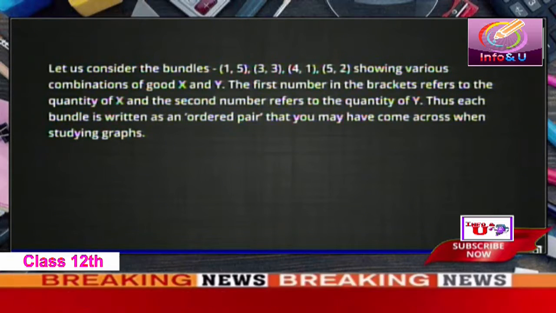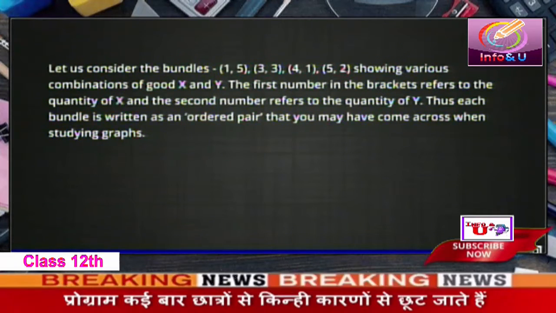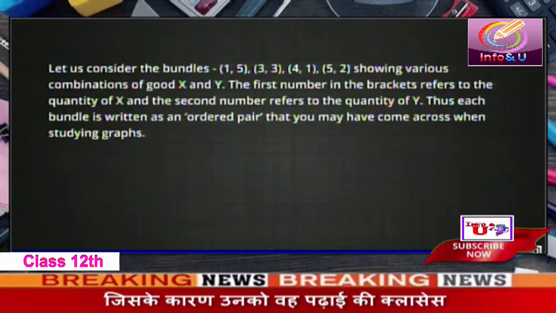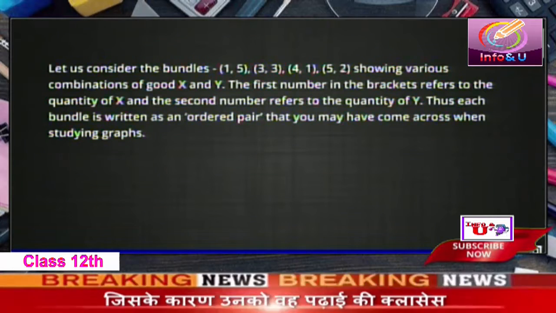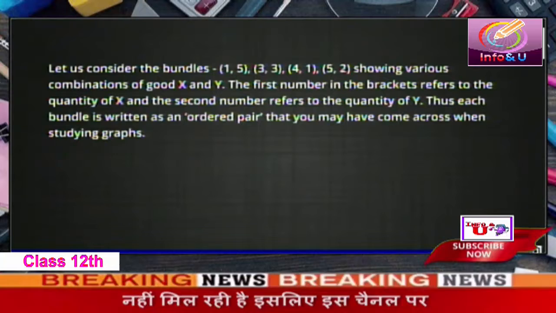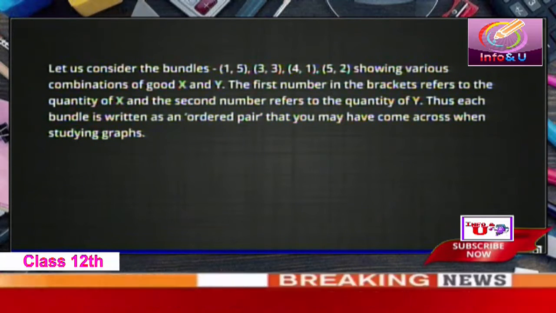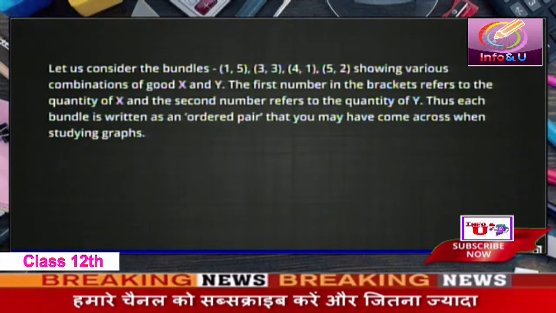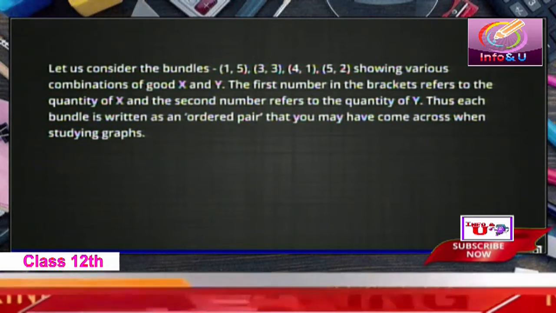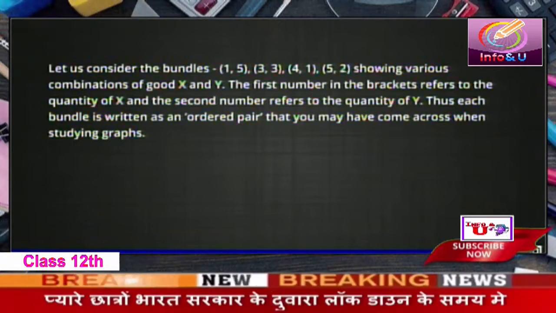Let us consider the bundles (1,5), (3,3), (4,1), (5,2) shown here, which show the various combinations of good X and good Y. The first number in brackets refers to the quantity of X and the second number refers to the quantity of Y. Thus, each bundle is written as an ordered pair. You may have come across ordered pairs when doing graphs in mathematics.